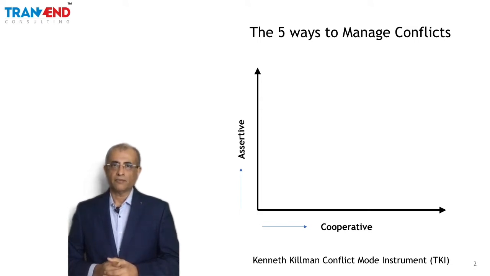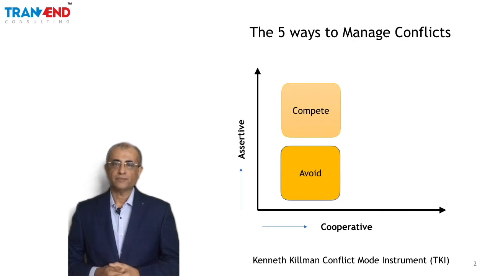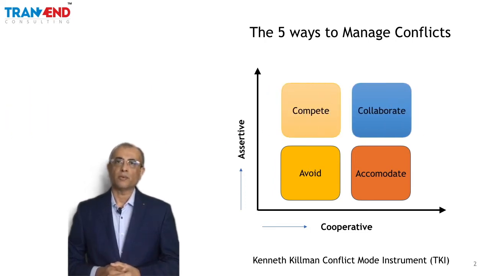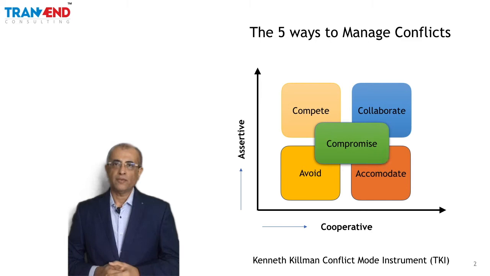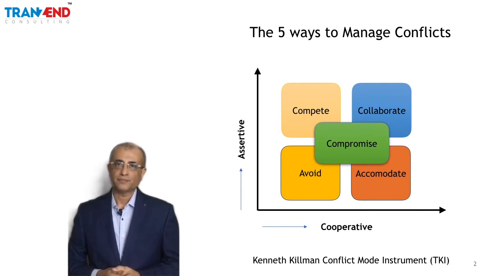Now, in this graph, as you can see, there are 5 different options. You have avoid, compete, accommodate, collaborate, and compromise. Now, we will discuss each of them and understand how this specific approach can be used and where it should be used, and finally where it should be avoided. So let's start with avoid.